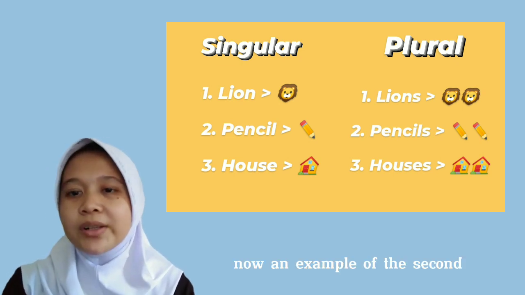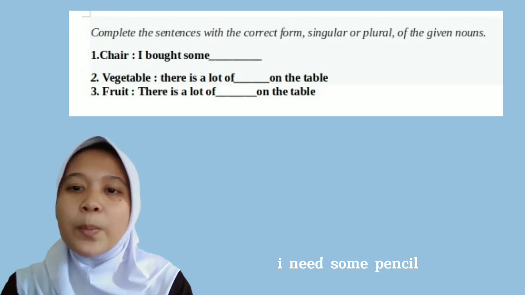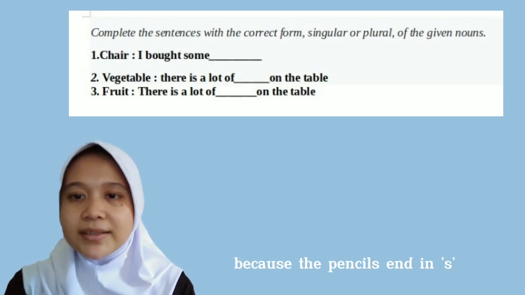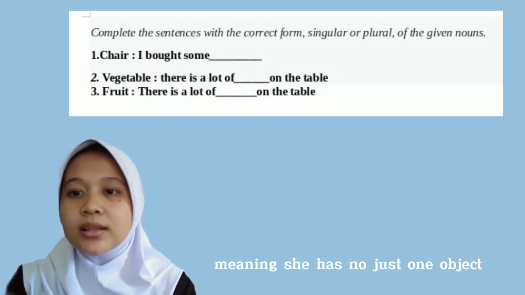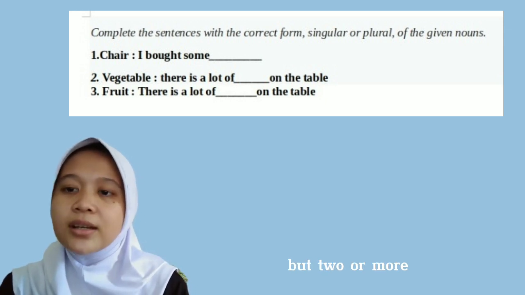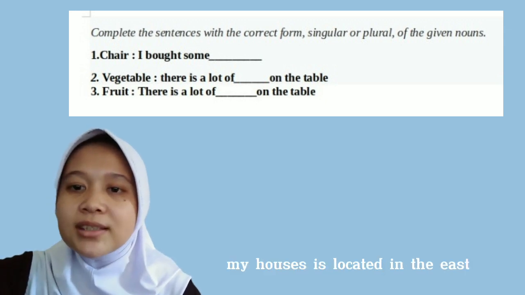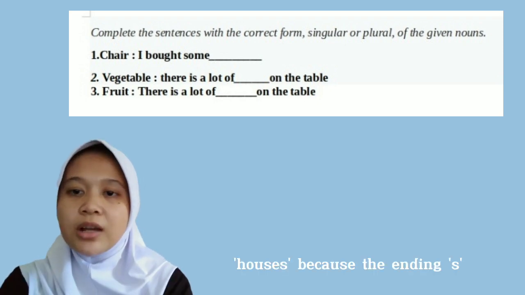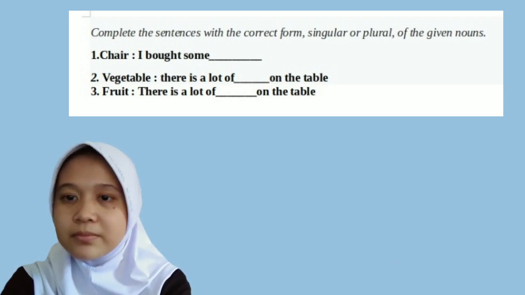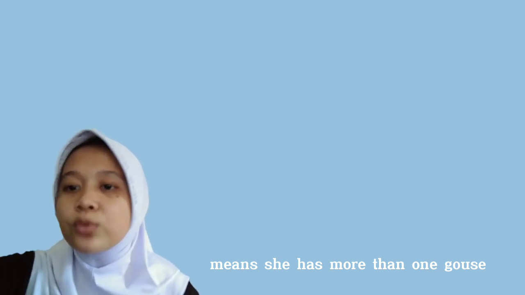Now an example of the second plural sentence. Number 2. I need some pencils. Because the pencils end with s, it means she now has not just one object, but 2 or more. Number 3. My houses is located in the east. Houses, because it ends with s, means she has more than one house.